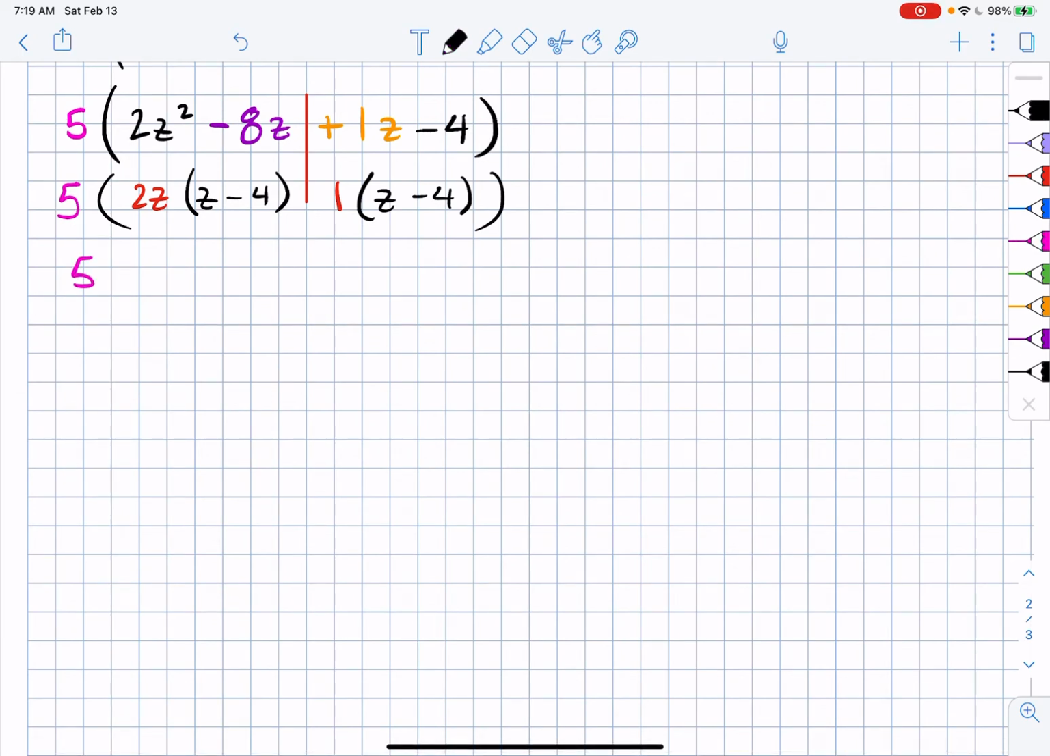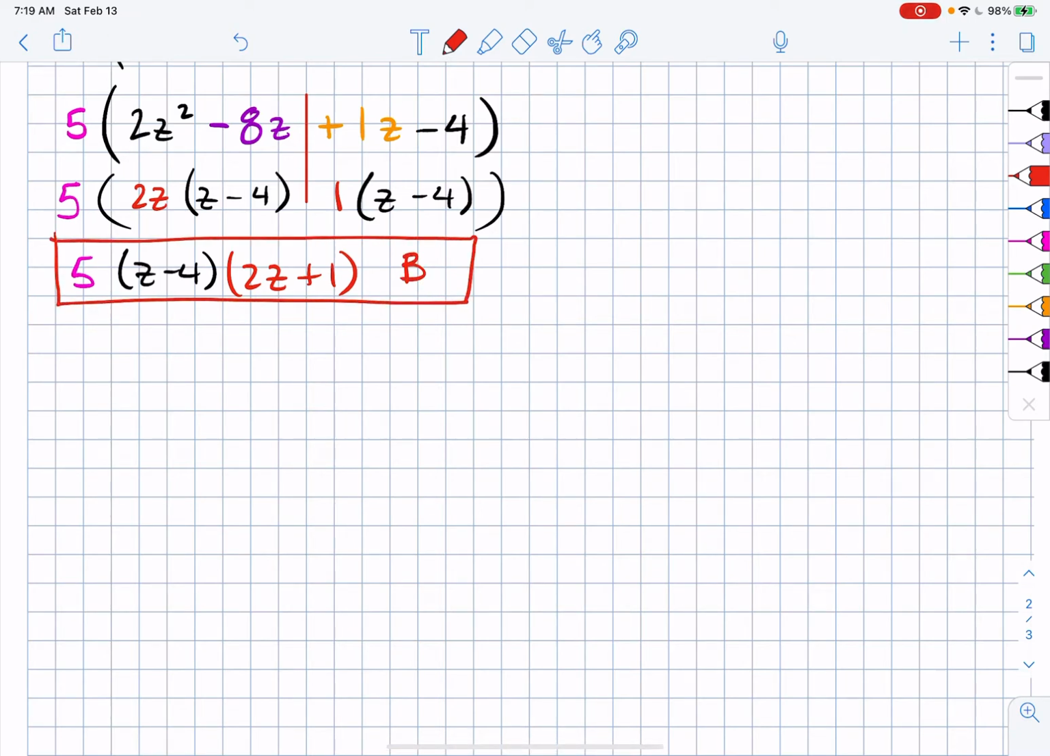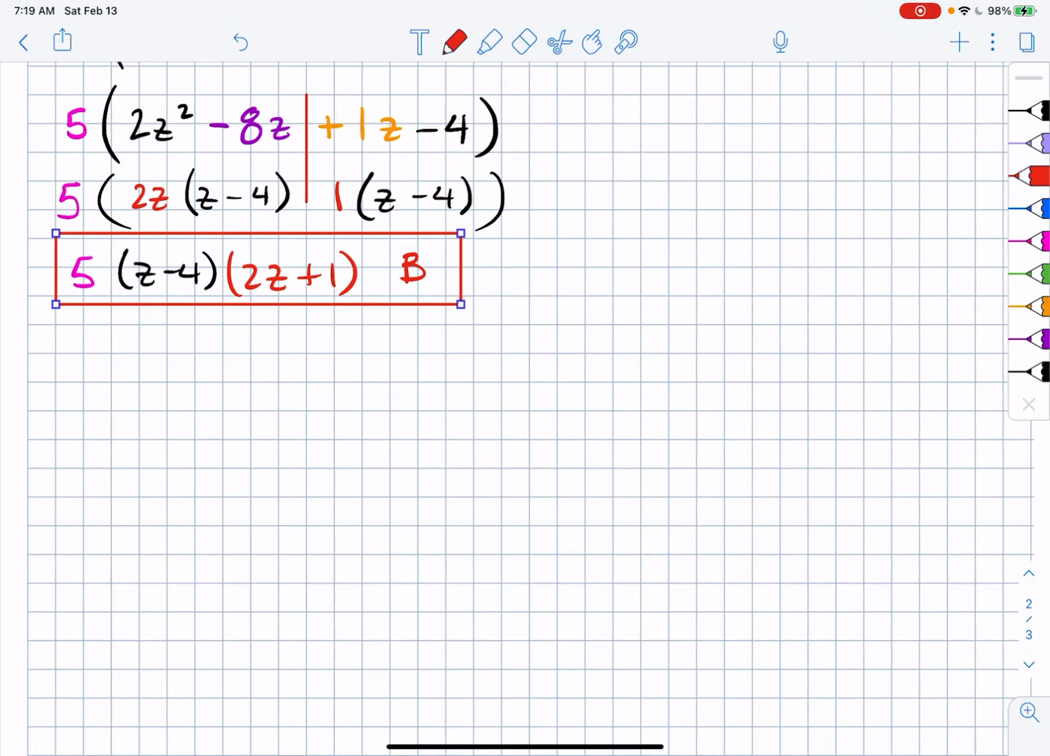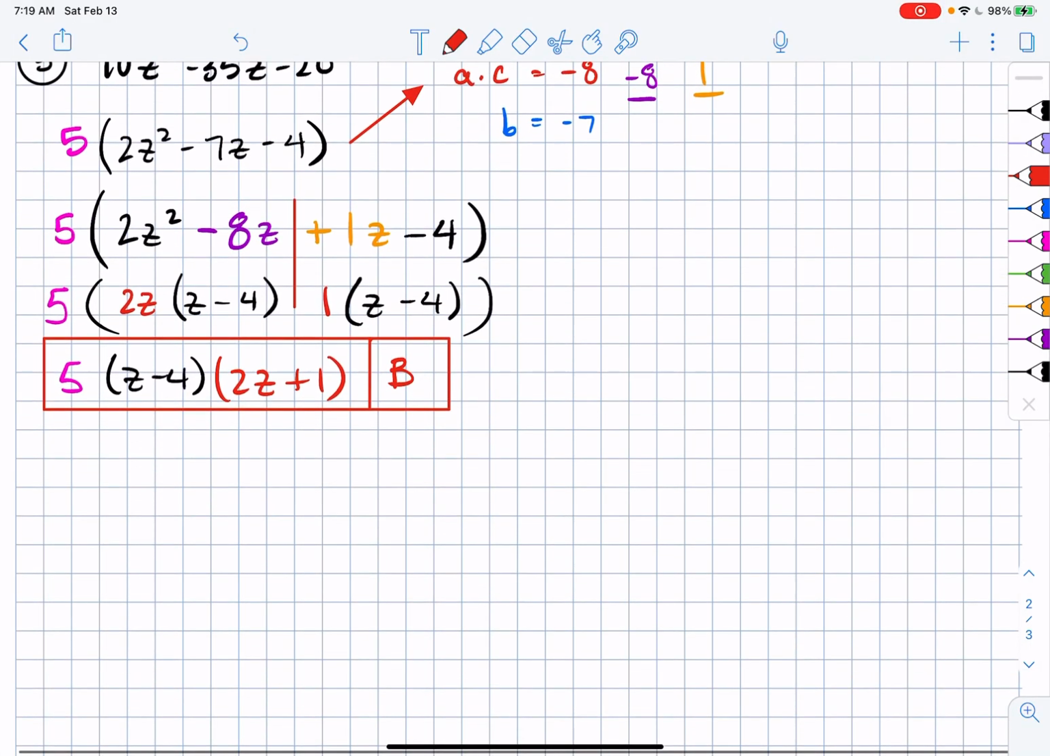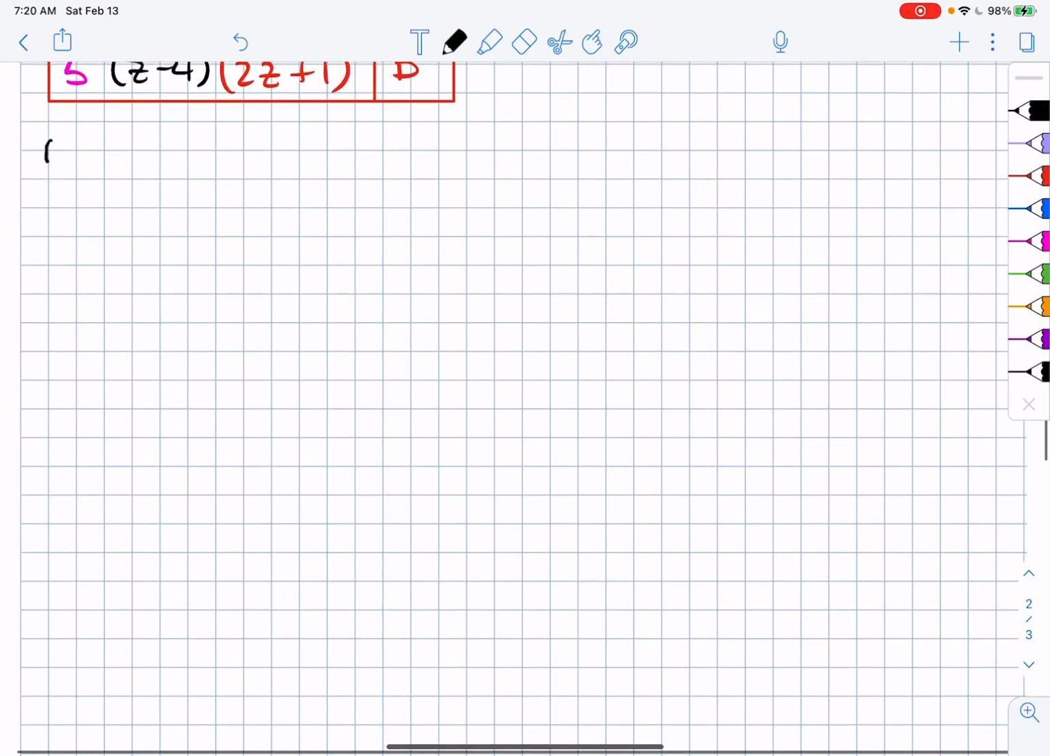What do I have in common? The z minus 4. What do I have left? The 2z plus 1. And that would be my factor completely, and that would be choice B. All right. That was number 5. On to number 6.